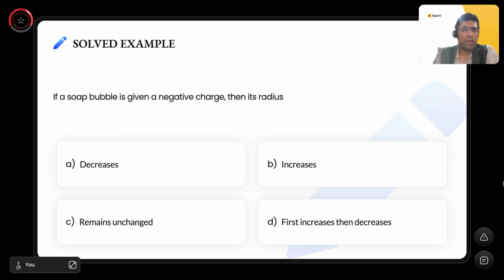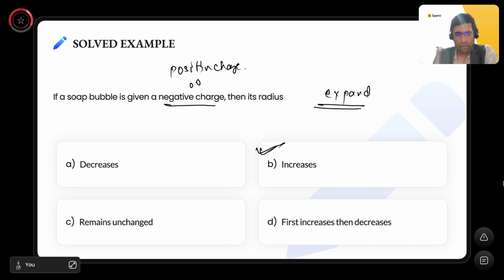If a soap bubble is given a negative charge, then its radius... You give it a negative charge or a positive charge, any charge you give it, it will expand. Why will it expand? Due to mutual repulsion. So the radius will increase.